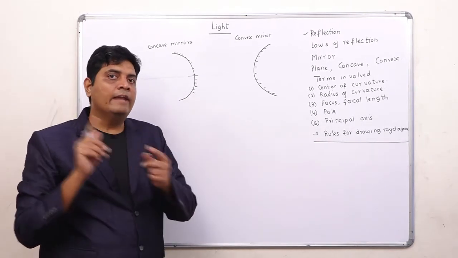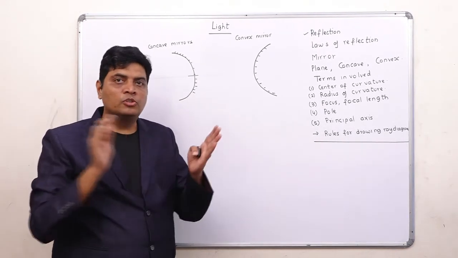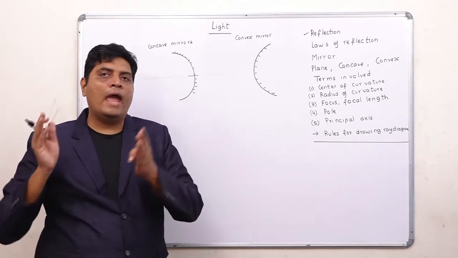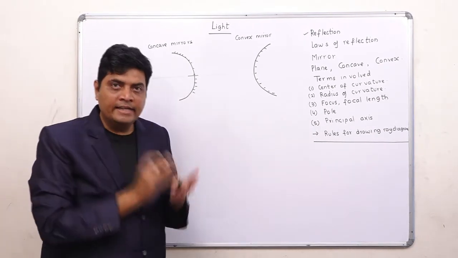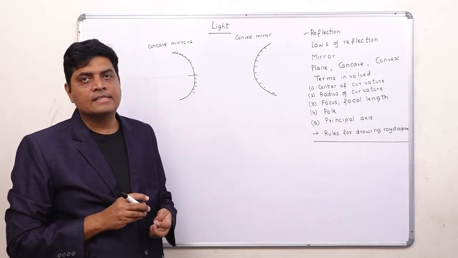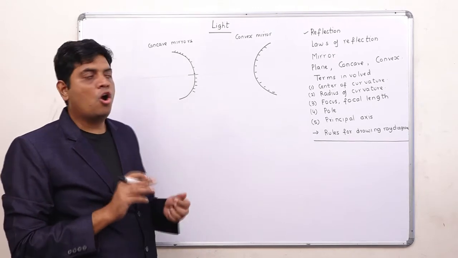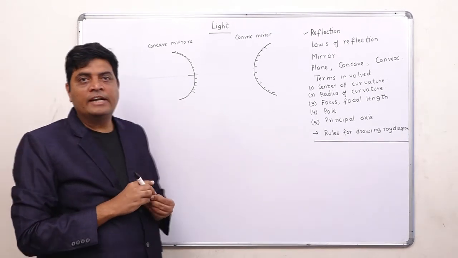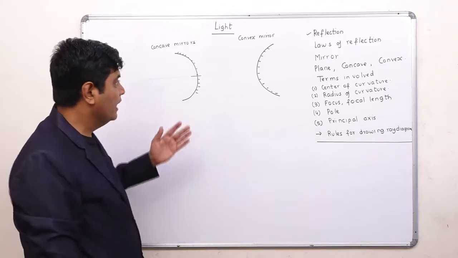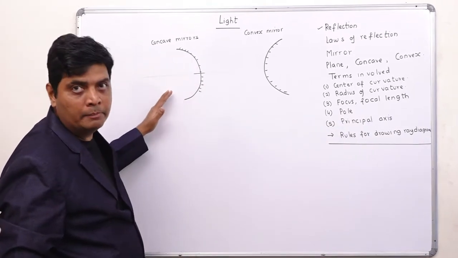What are the laws of reflection? The incident ray and the reflected ray are on the opposite side of the normal. Angle of incidence is equal to angle of reflection. The incident ray, the normal and the reflected ray always lie in the same plane. This is the law of reflection. We have studied about plane mirrors up till now. Now we will be studying about spherical mirrors.